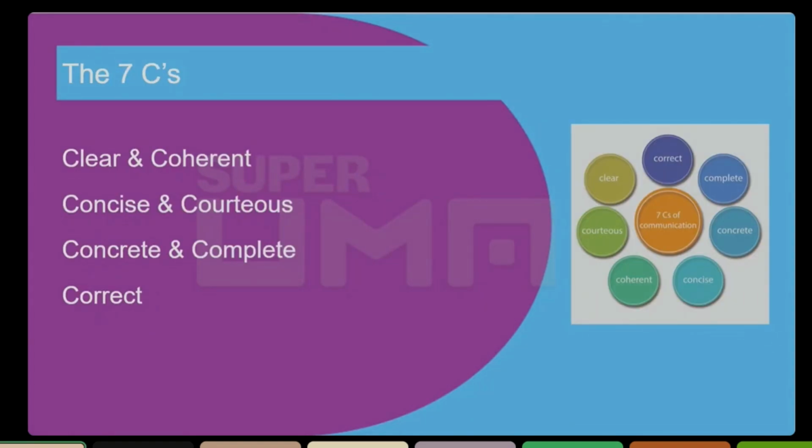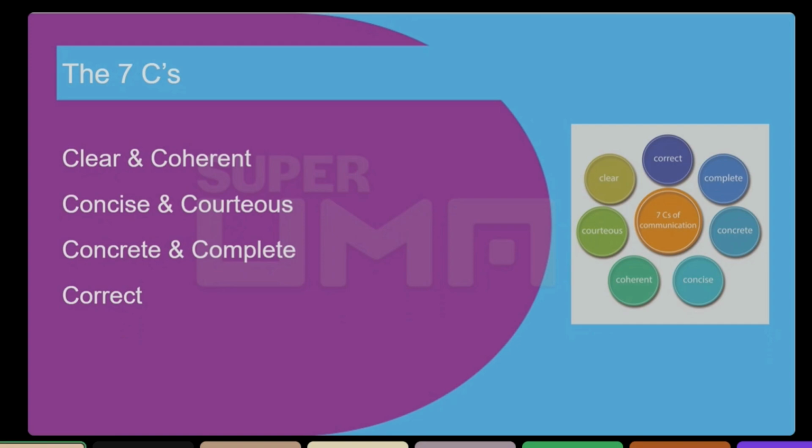Okay. When writing a proposal, we need to consider the 7 C's. We currently have clear, coherent, concise, cautious, concrete, complete, and correct. What I mean by clear and coherent is you shouldn't confuse your reader with unclear ideas or an illogically organized structure. You should try and make it as clear as possible, and make the reader understand it easily.